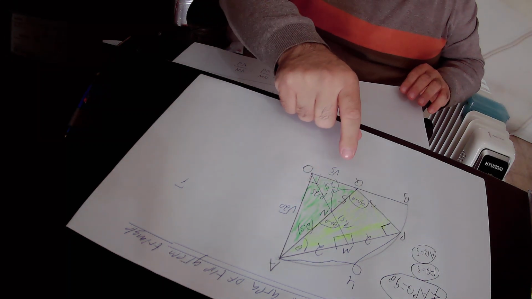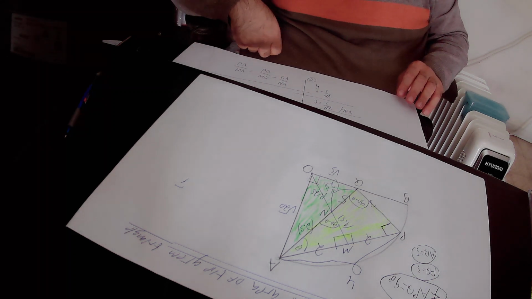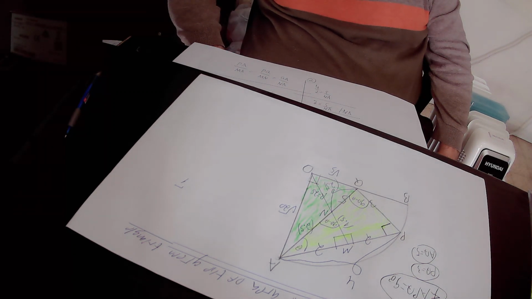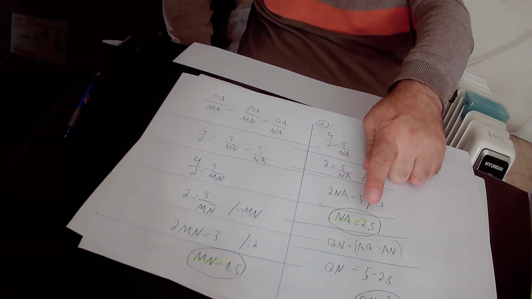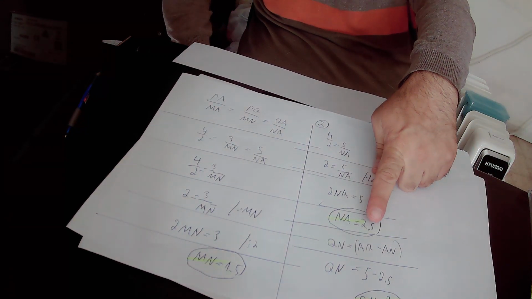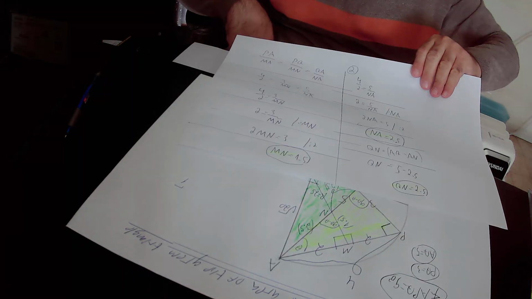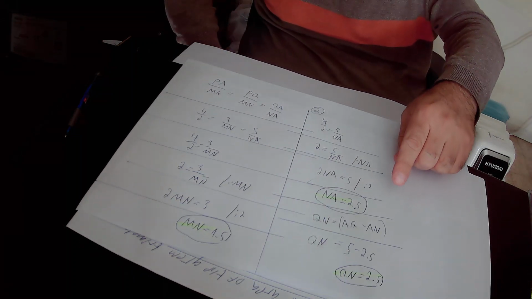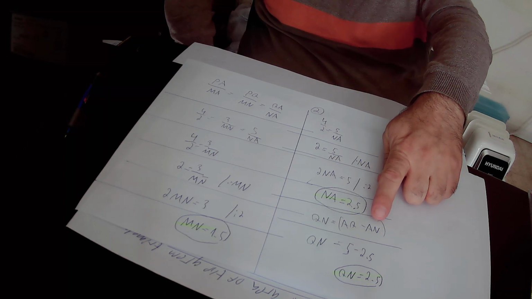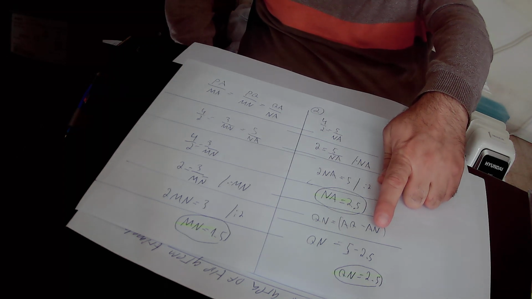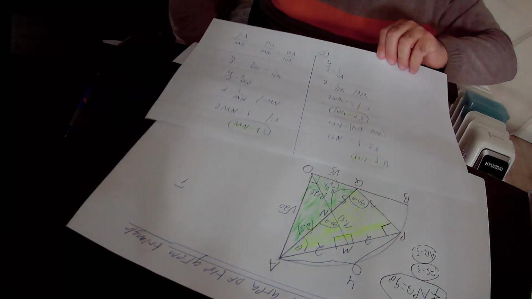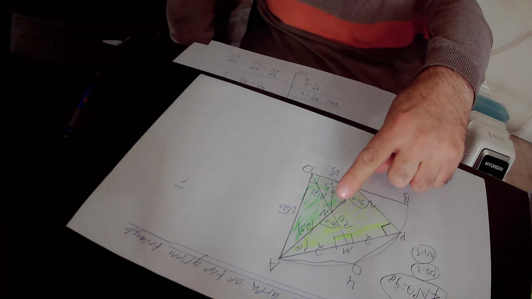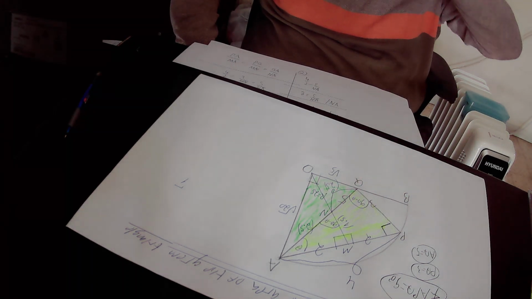What is the length of line segment NQ? From the drawing, it is very easy to see that NQ equals AQ minus AN. I'll repeat again. NQ equals AQ minus AN. AQ equals 5, AN equals 2.5. So in conclusion, QN equals 5 minus 2.5, that is 2.5. So line segment QN equals 2.5 units in length.